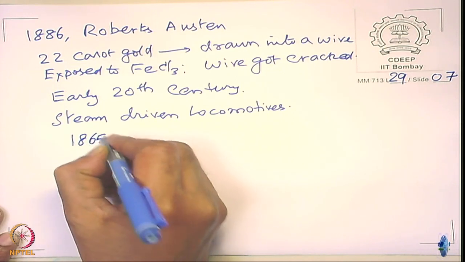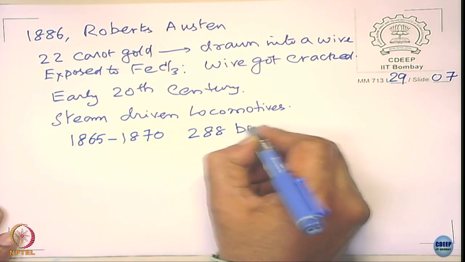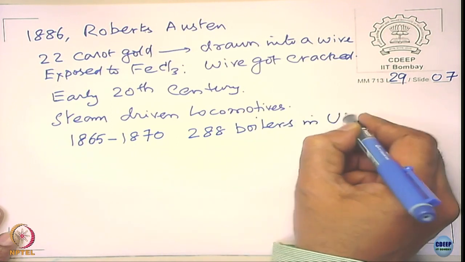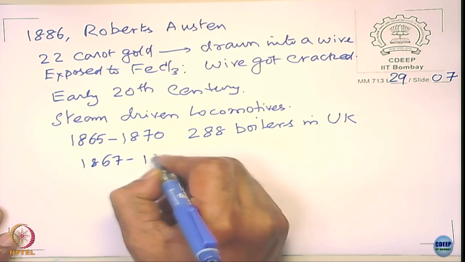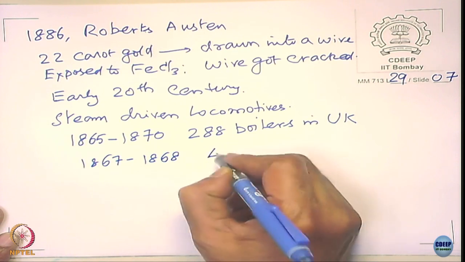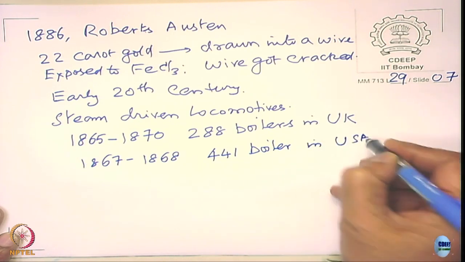Now, it is simple water and you generate steam, and that is used to drive the locomotives. The same steam is now used to generate electric power. This is very mind-boggling: from 1865 to 1870, 288 boilers in the UK, and in 1867 to 1868, 441 boilers in the USA exploded.